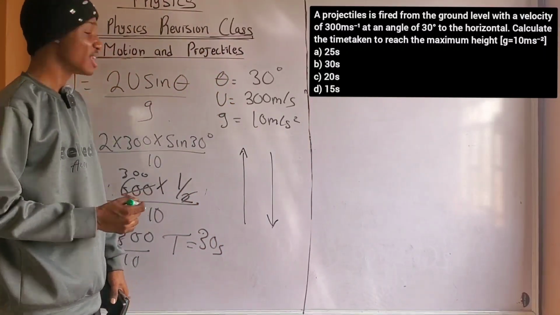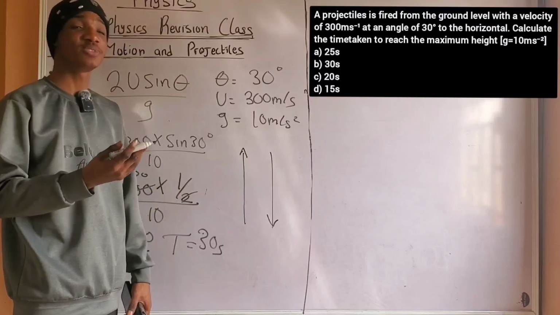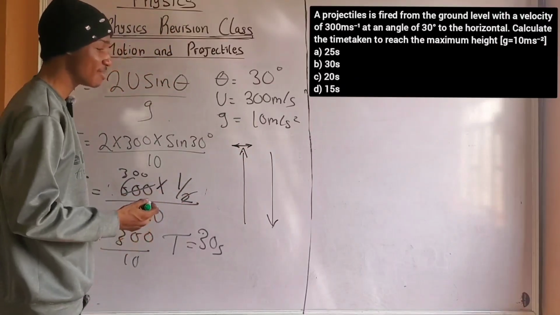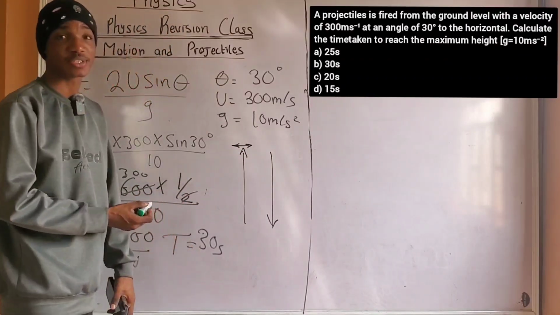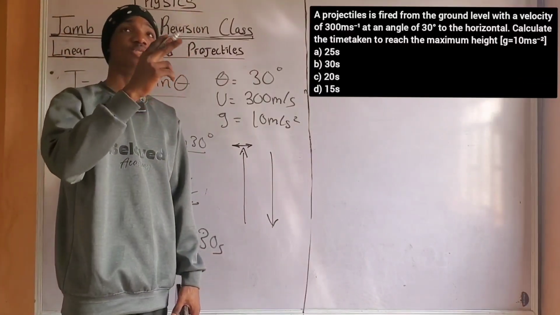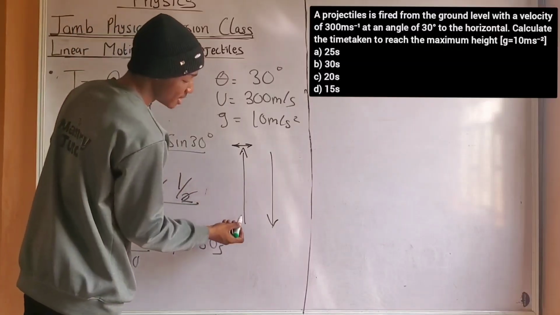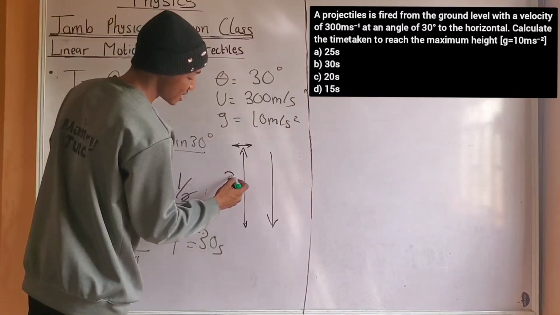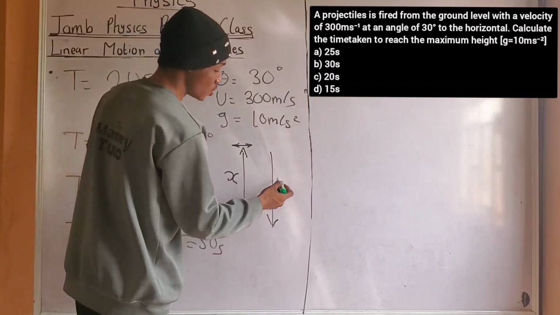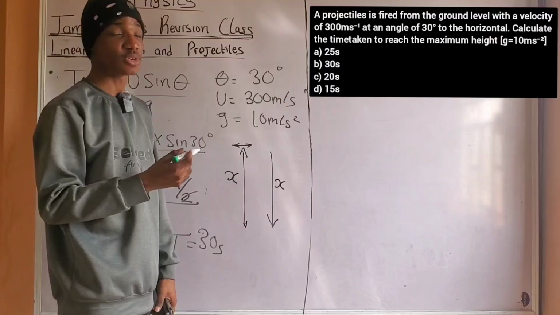Now, our concern is to calculate the time it takes the object to reach the maximum height. So to get that time, I'm going to divide this time by 2, because the time it takes to go up will be the same time it will take the object to come down. So if the time it takes the body to go up is x, the same time will be required for the body to come down.